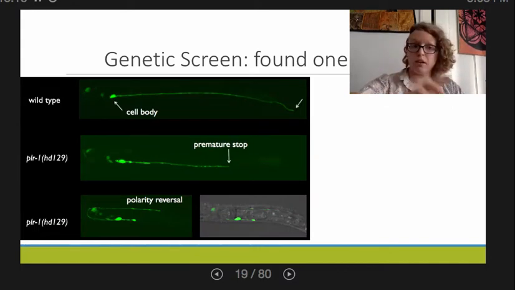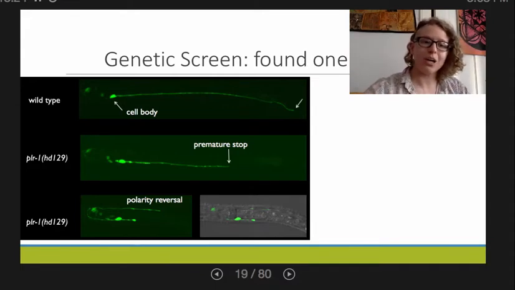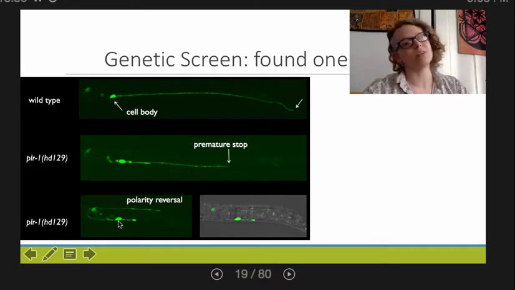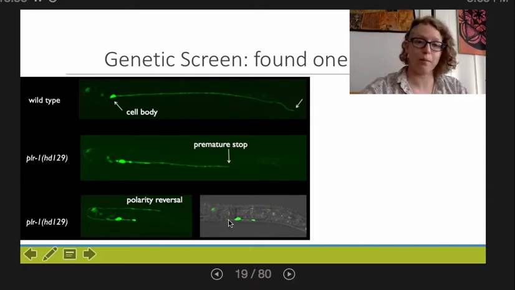We found one. We named it PLR1. This was the work of Jafar Bhatt. And PLR1 has two predominant defects. There's a premature stop defect, and there's a polarity reversal defect, where the axon goes into the head and kind of loops around and gets tangled, instead of going down the ventral nerve cord.